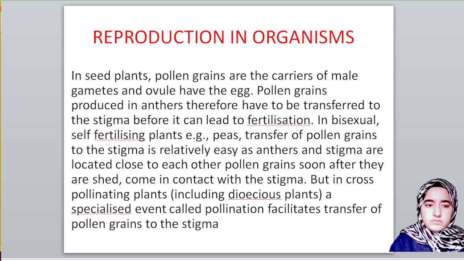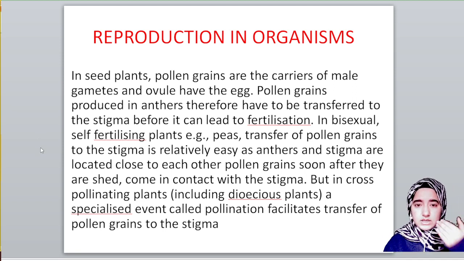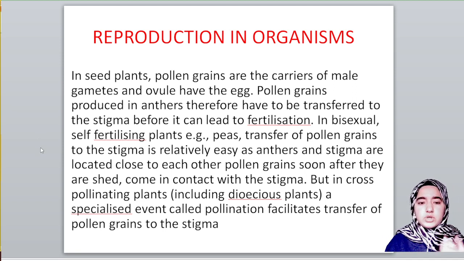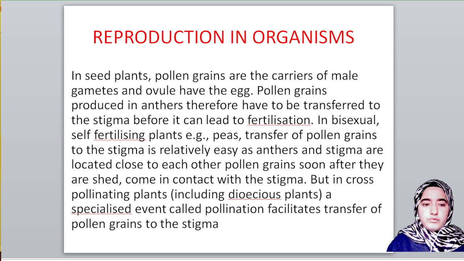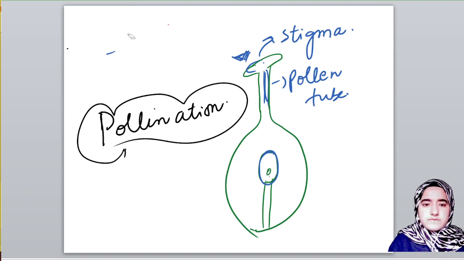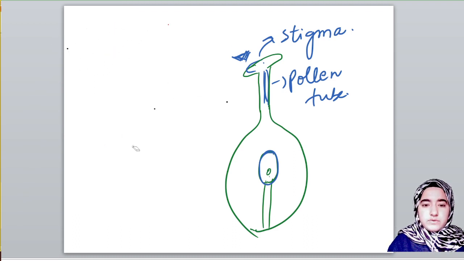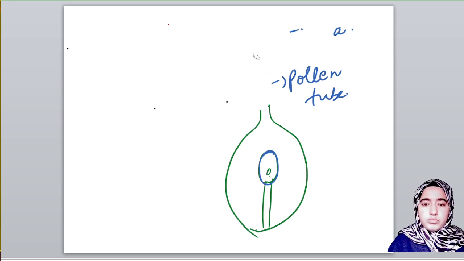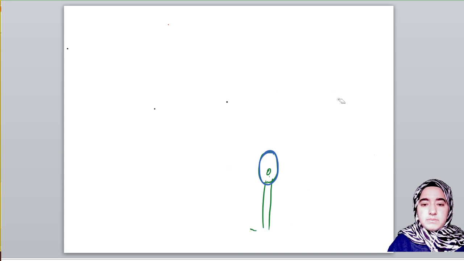Okay, here gamete transfer will take place through pollination. Pollination simply means transfer of pollen grains from the anther to the stigma of the flower, the female reproductive structure. Now you will see that we have many types of flowers. As I already mentioned in the previous session, we have some flowers known as bisexual flowers, in which both male and female reproductive parts are present in the same flower.